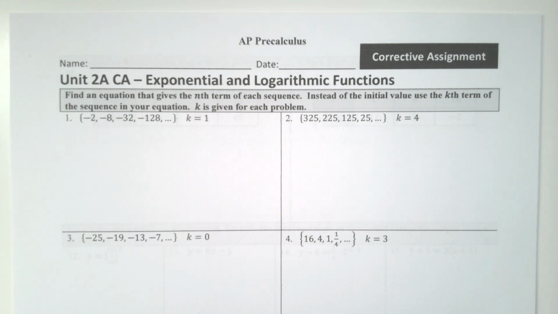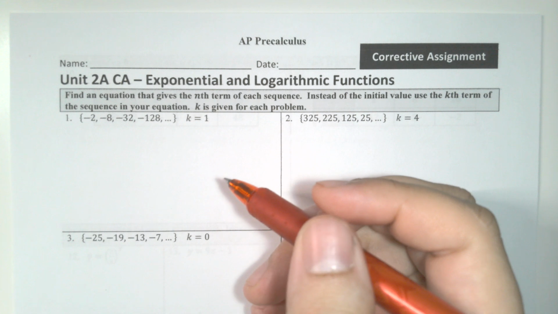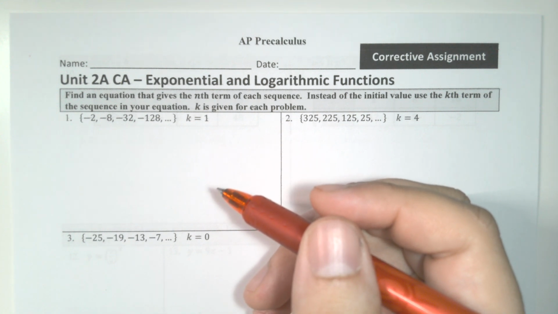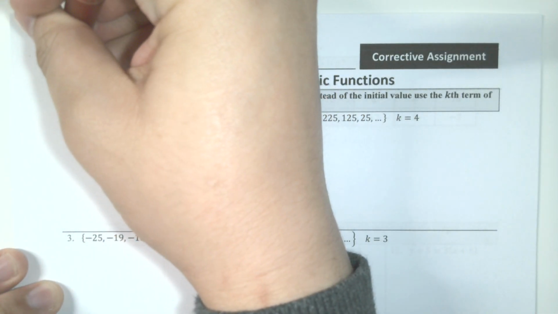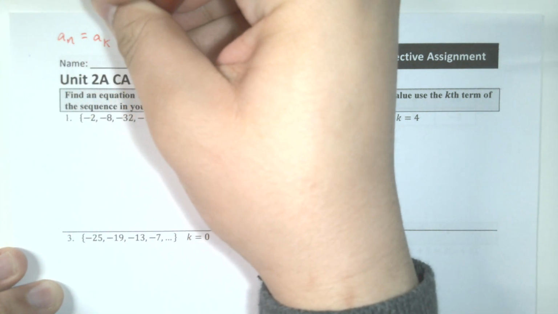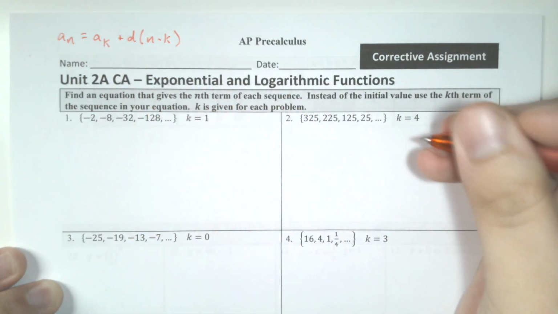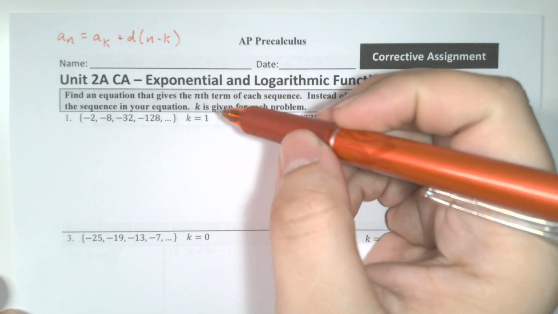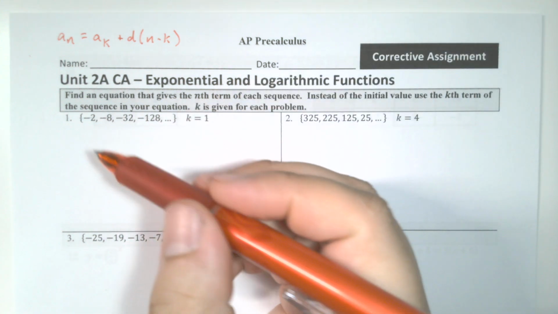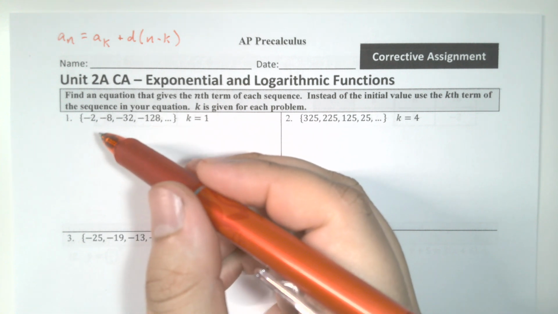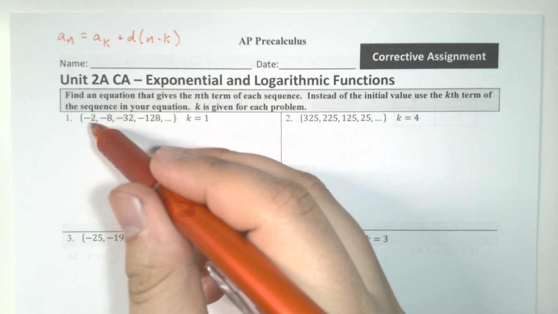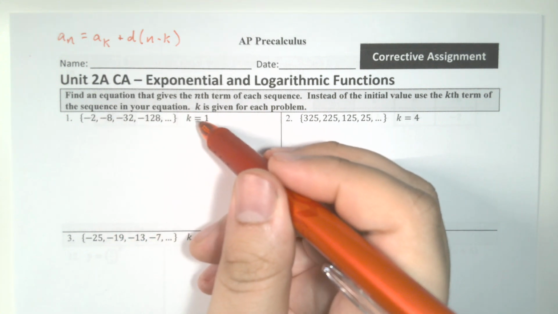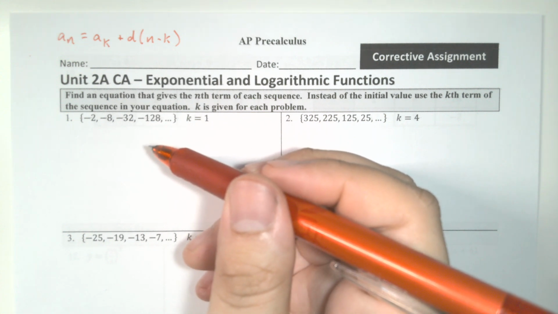Let's see. So first, we need to remember what our formulas are for this. So we have that a sub n is given by a sub k plus d times n minus k. So for arithmetic sequences, given a k value, that signifies what term we're going to use to base our formula off of. So in this case, k is equal to 1. Then this would be k is equal to 1, k is equal to 2, k is equal to 3. So this k just signifies what term we're going to use to base our formula off of.